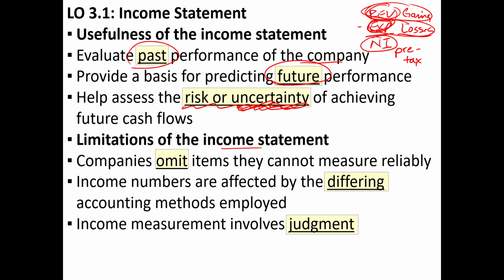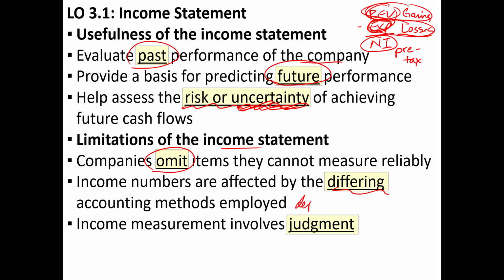The income statement doesn't tell us everything. We do have to leave out or omit certain items, and we're going to talk about those things in detail later. But realize that we cannot, in all practicality, disclose everything in our financial statements. So there's always something that gets omitted or has to be left behind. Income numbers are affected by the differing accounting methods employed. Yeah, that's a limitation as well.